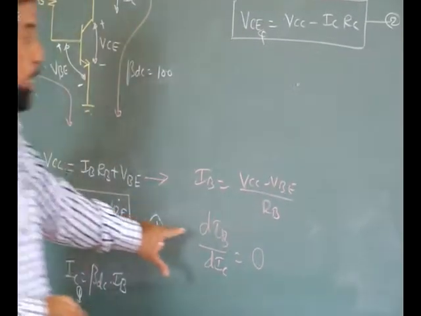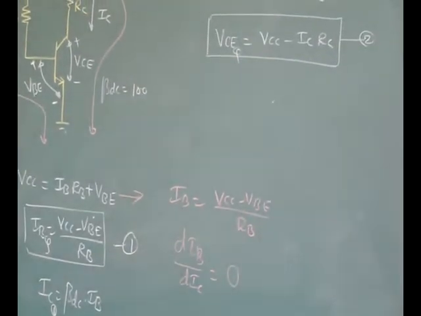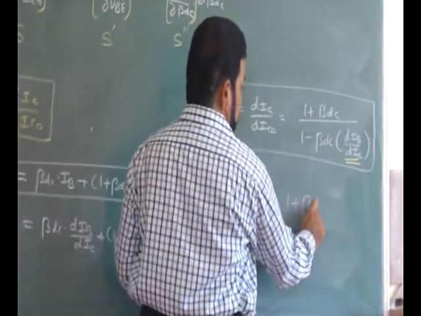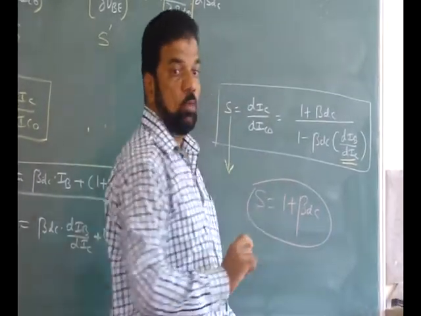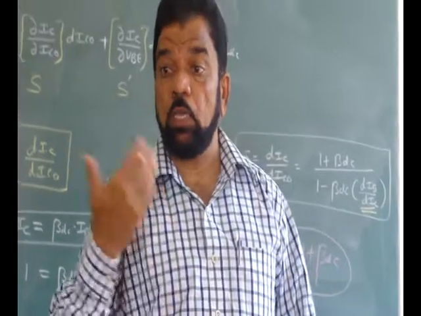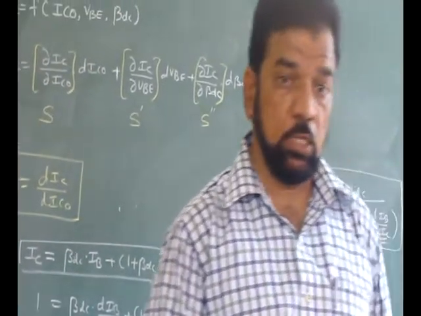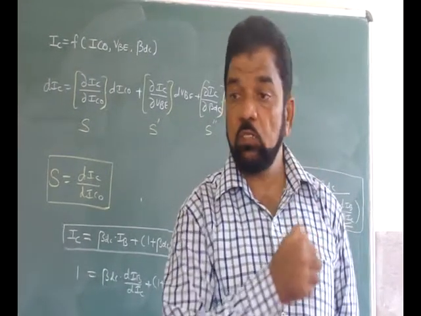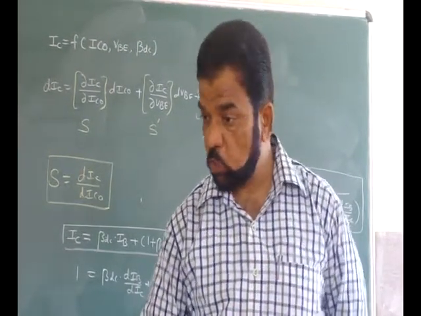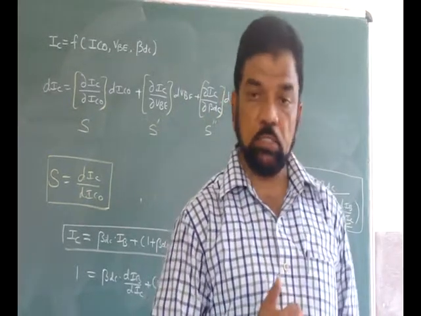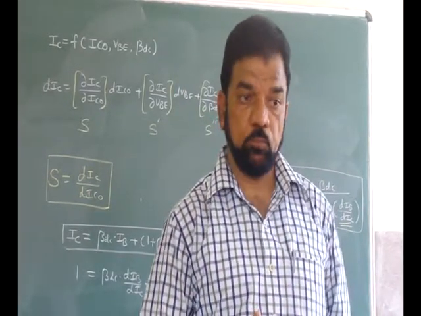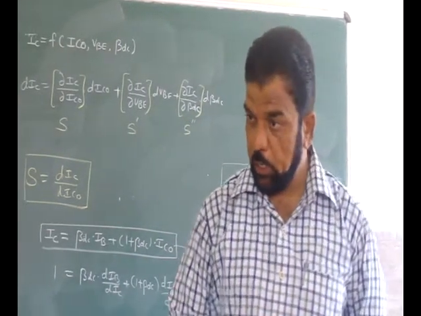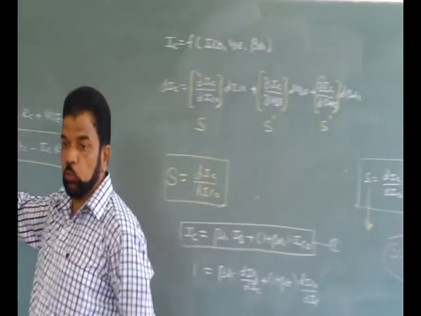So if you place this dIB by dIC here, what you have is the S value. This S value comes to be 1 plus beta. And beta has a high value, in the range of 100 like that. It means that whatever the stability factor is, that is on the higher side. And if it is on the higher side, whatever the stability is, that is on the lower side. So this fixed bias circuit provides less stability. That's why practically this circuit is not used.